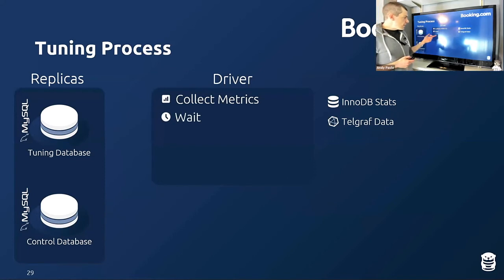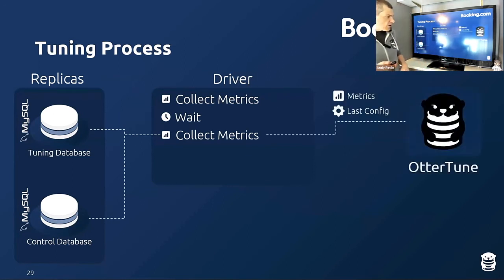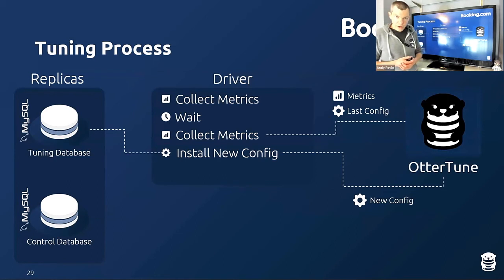All right, so then we collect our metrics, and then we just wait. Because again, we don't control the workload. We just let the application run queries on these nodes for a certain period of time. And then when the time's up, we go back and collect metrics again, compute the delta as we did before, and then ship that information over to the OtterTune service, which then generates a new configuration that we install on the tuning database. And if it was in the time period where we were allowed to do a restart, we would go ahead and restart the system.